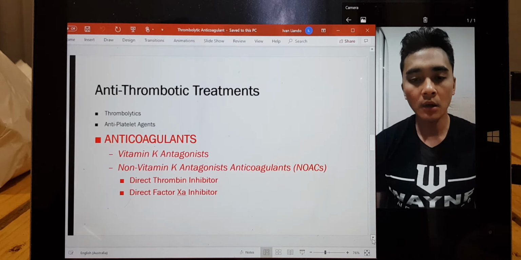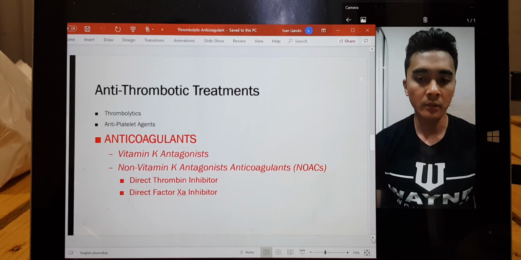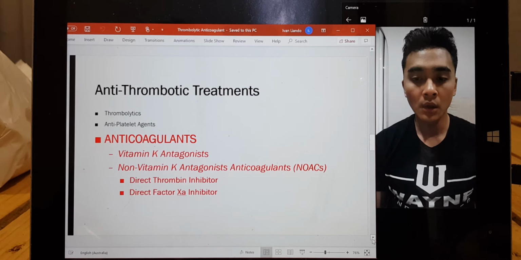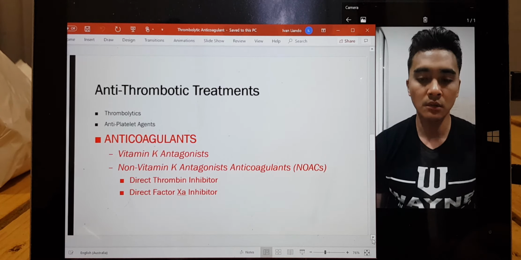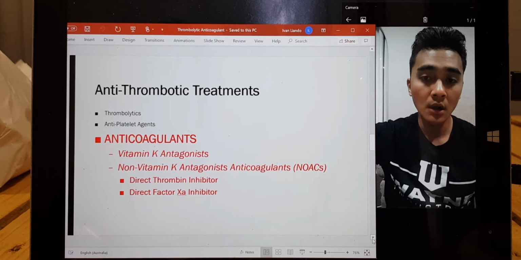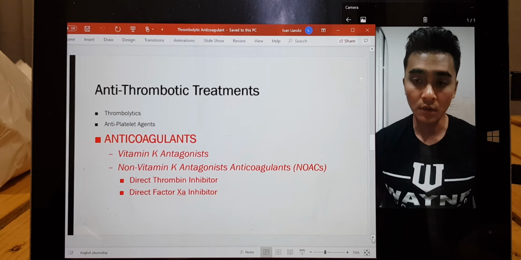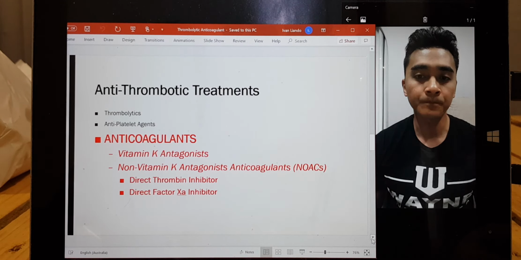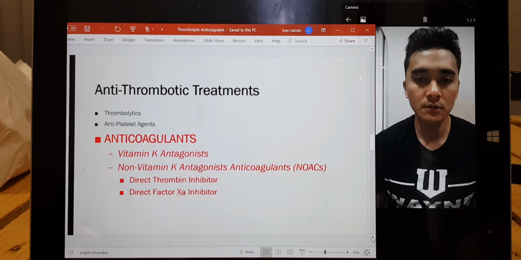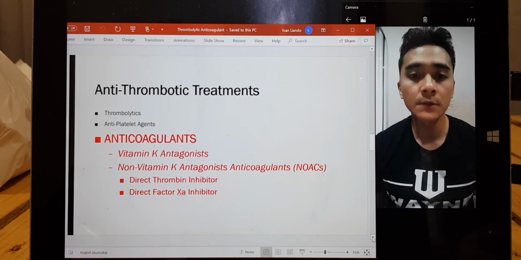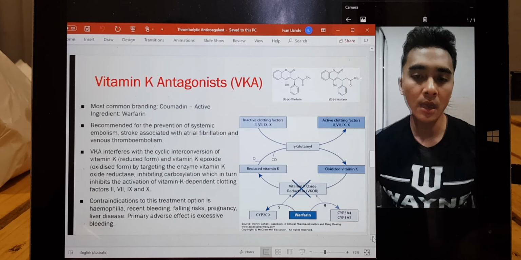Now, NOACs are quite novel. The direct thrombin inhibitor and the direct factor Xa inhibitor are quite new. But studies have shown that compared to vitamin K antagonists, they have fewer drug interactions, a faster mode of action, and fixed doses with less monitoring and dose adjustments, and this simplifies treatment and improves adherence among patients. So the first one we'll talk about is the vitamin K antagonists.